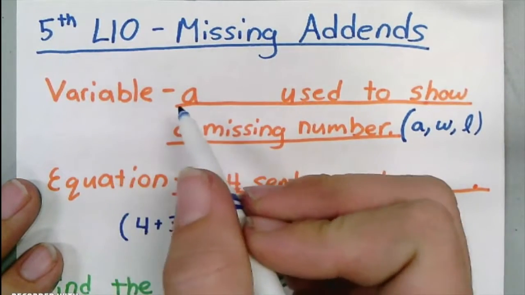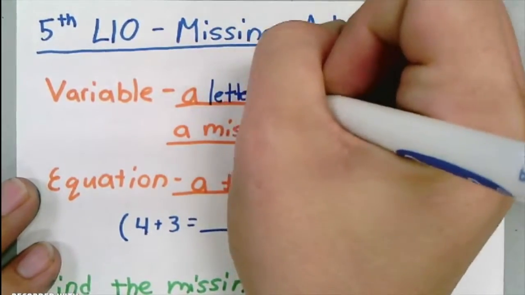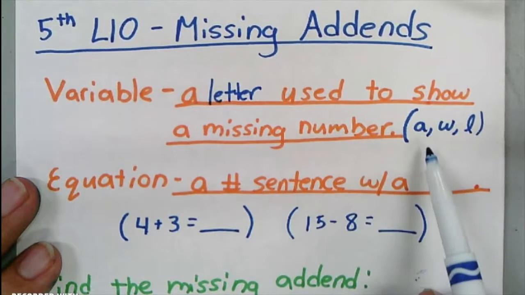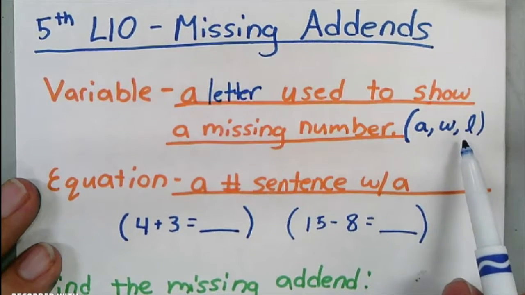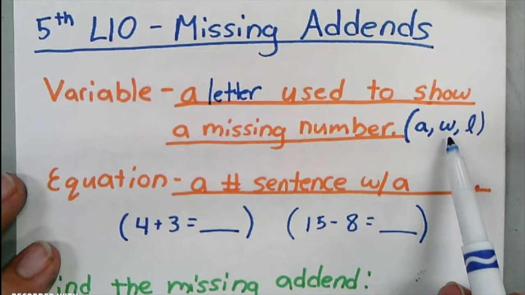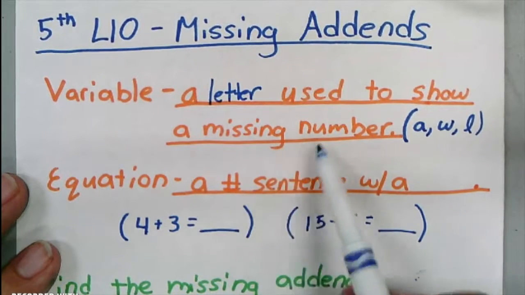A variable is a letter used to show a missing number in math. It could be an A or a W or an L or an S or any letter. But when you see a letter in math, it means that it is representing a missing number, some number.